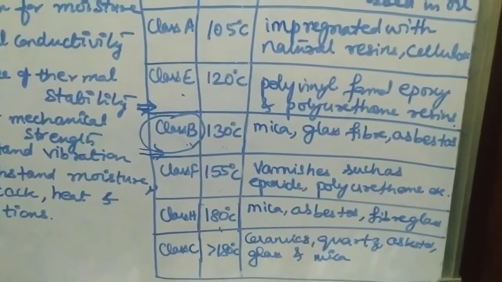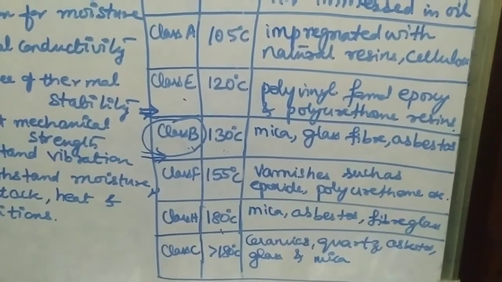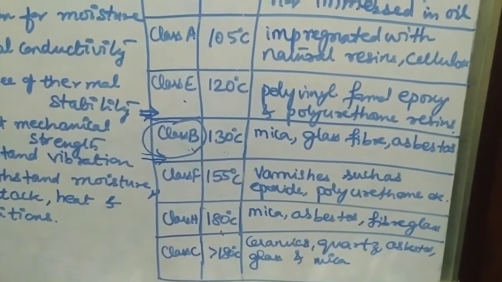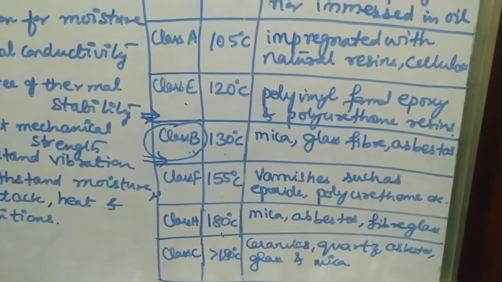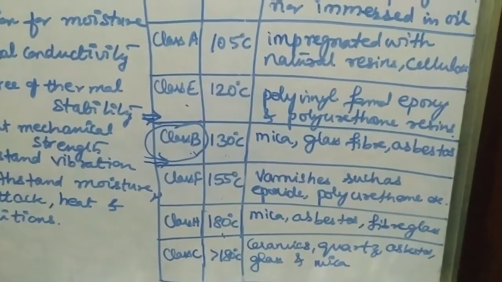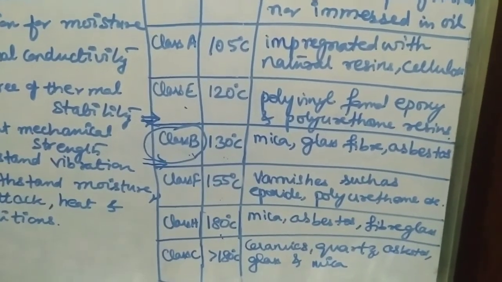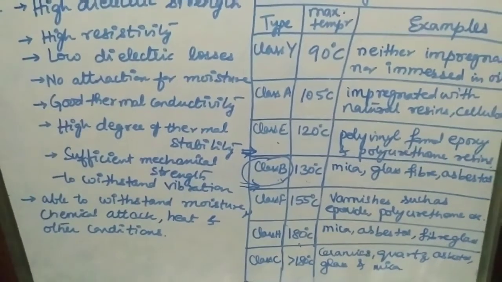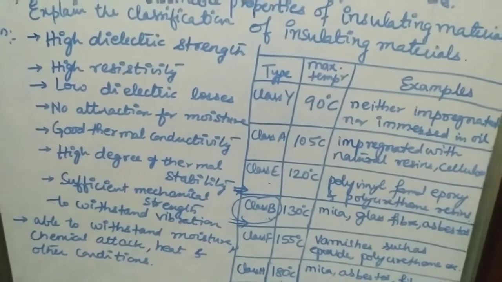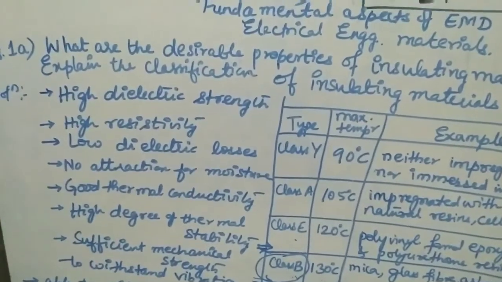Last but not least is class C. Class C will include ceramics, quartz, asbestos, glass and mica, which are neither impregnated nor bound with organic substances. So they are not directly involved in machine design. Okay. So this is what the examiner would expect you to write in the exam. Okay. So this is about this question.